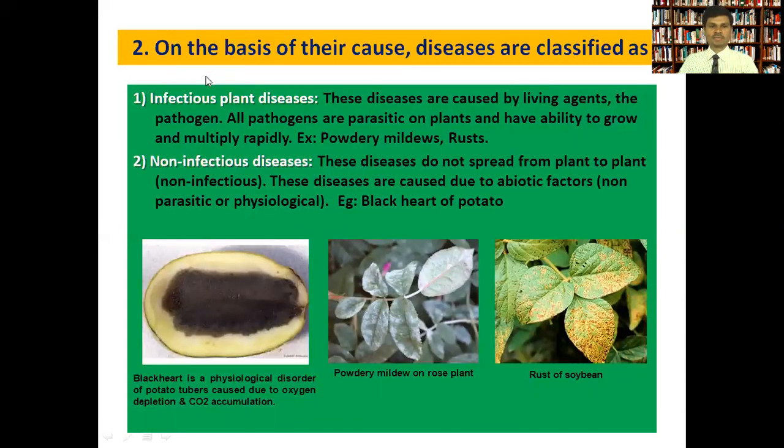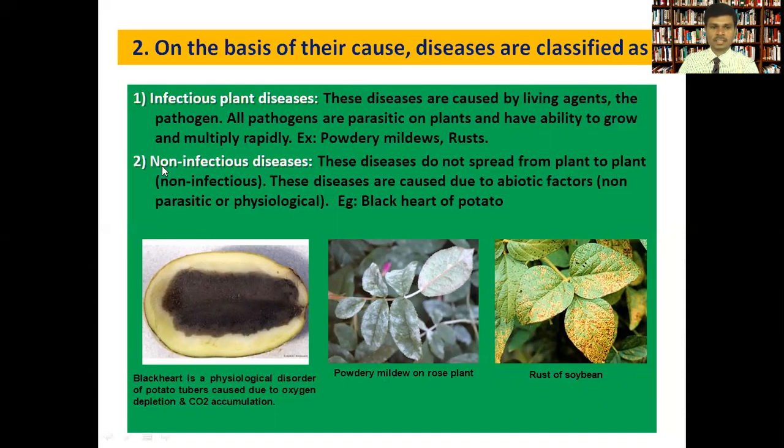Then plant diseases are classified on the basis of their causes. Diseases are classified as infectious plant disease and non-infectious plant disease. Infectious plant diseases are mainly caused by a living agent. It may be bacteria, fungus or nematode. Examples given here: powdery mildew of rose plant, which is caused by the fungus Sphaerotheca pannosa, and rust of soybean, which is caused by the Phakopsora pathogen. Both are caused by a living entity. That's why this is infectious plant disease.